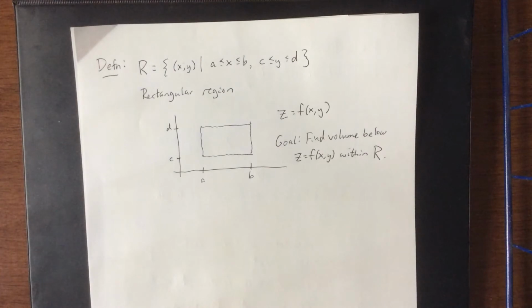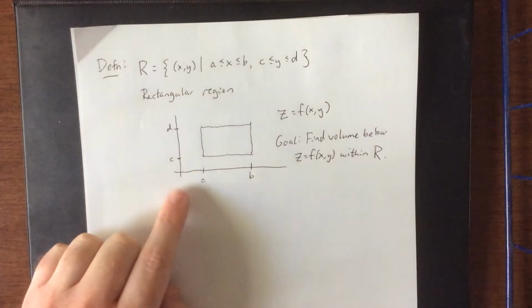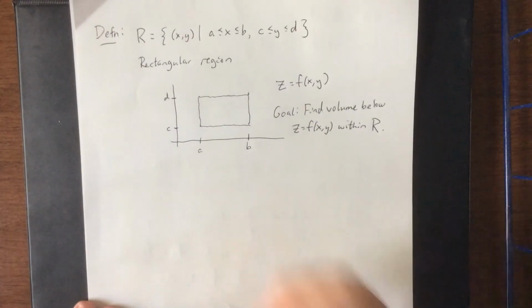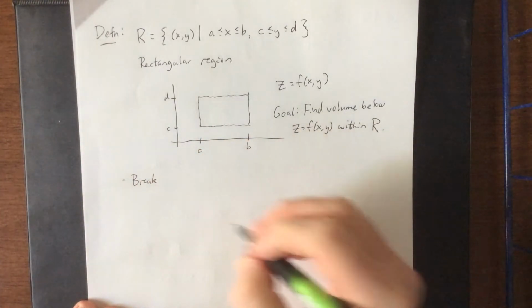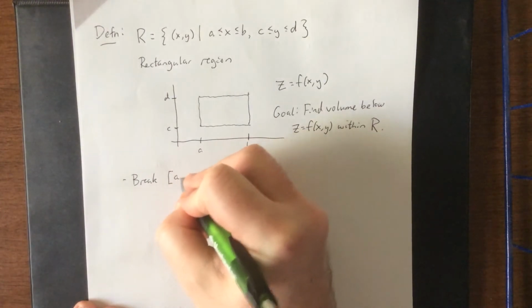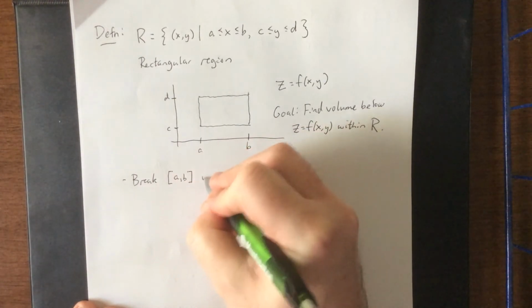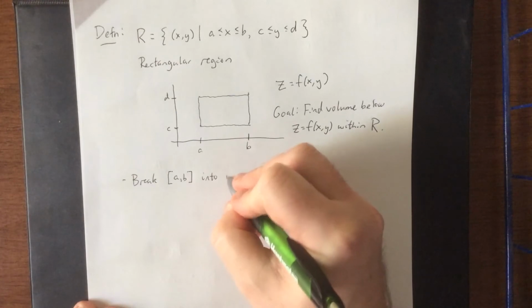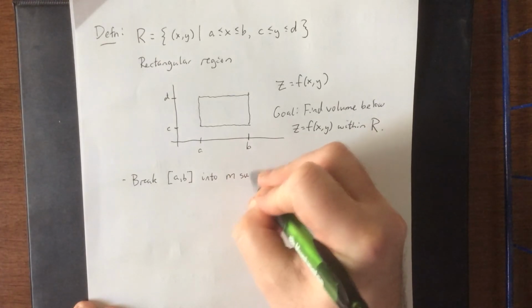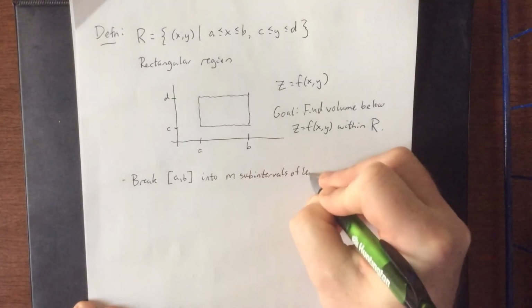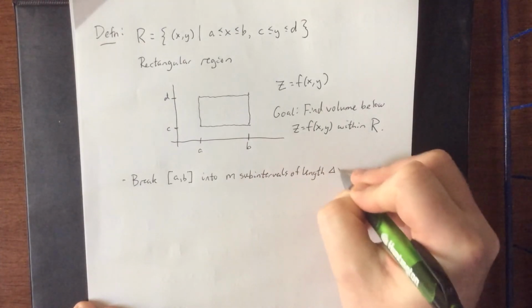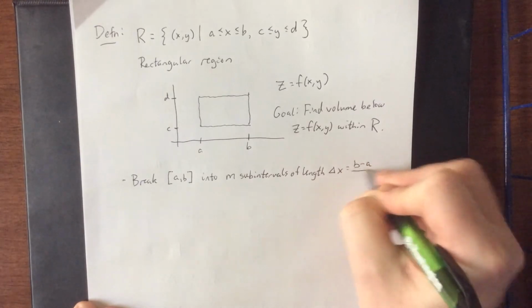Now essentially what we're going to do is the exact same thing as what we did for the definite integral. We are just going to be doing it for the x-axis as well as for the y-axis. So first thing we did is said let's break the intervals into a certain number of subintervals. So we'll say break the interval from a to b into, we'll use m, subintervals of length delta x, which is b minus a divided by m.